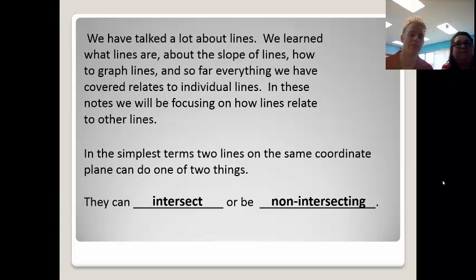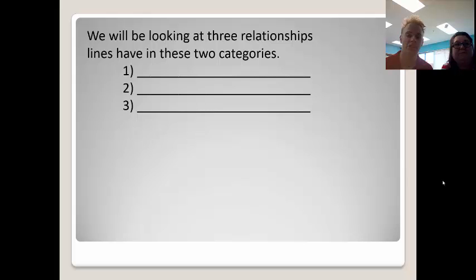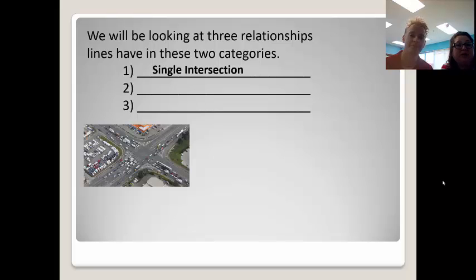When we talk about these two categories, there are three relationships that lines can have within these two categories. The first relationship is single intersection, where the lines cross only in one spot, just like these roads down below have one intersection there.